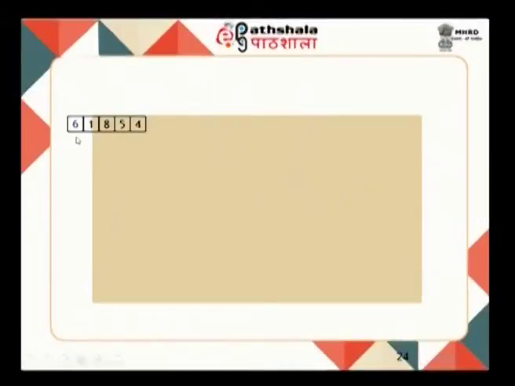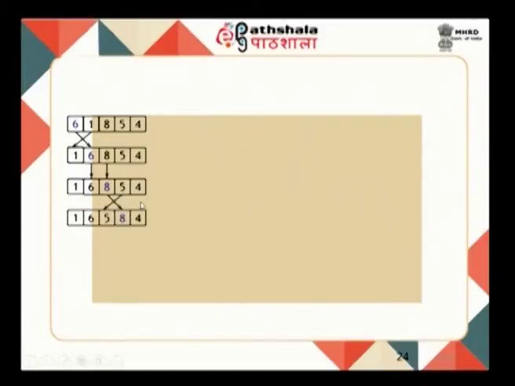Let us consider these elements. I just want to sort this. You can see very well the numbers 6 and 1 are not in the correct order, so I am just exchanging them. I am getting the list 1, 6, 8, 5, 4 now. Again you can see very well 8 and 5 are not in order, so I am exchanging these. Again I am comparing 8 and 4, it is not in the proper order, therefore I am exchanging.